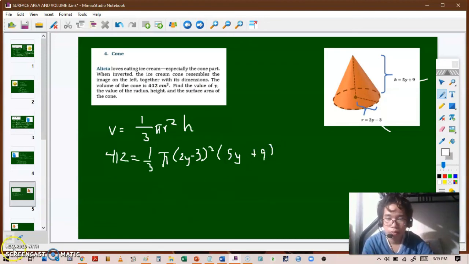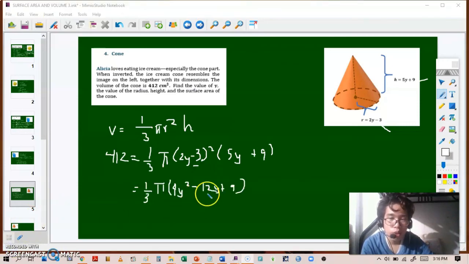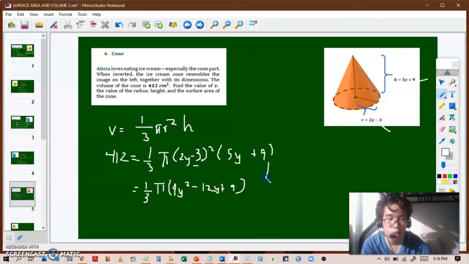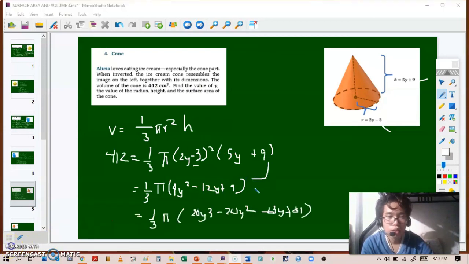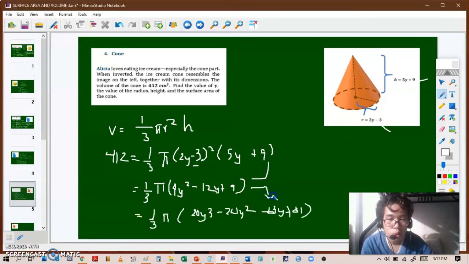This is going to be easy to solve. Okay, very easy. So the first thing that we have to do here is square the binomial. So that is 4y squared minus 12y plus 9, and we multiply that by 5y plus 9. So you get 20y cubed minus 20y squared minus 63y plus 81.